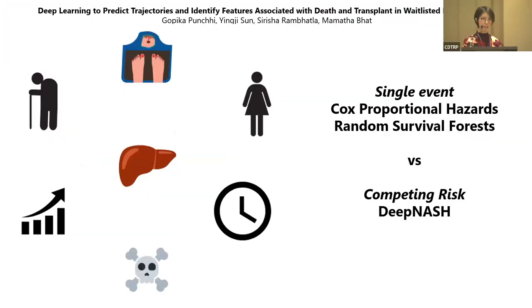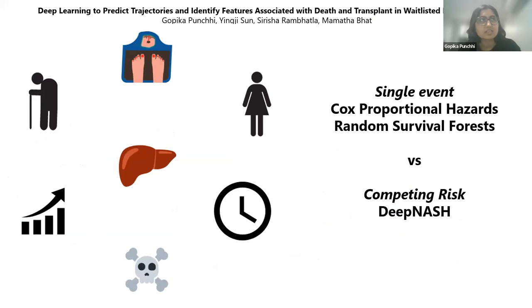Thank you for that. We'll be sticking to the 3-minute time point. And so for our next speaker, Gobika Kunichi, who will be the final speaker for tonight, who is a medical student at the University of Western Ontario, and who will be presenting on deep learning to predict trajectories and identifying features associated with death and transplant in waitlisted NASH patients. So welcome.